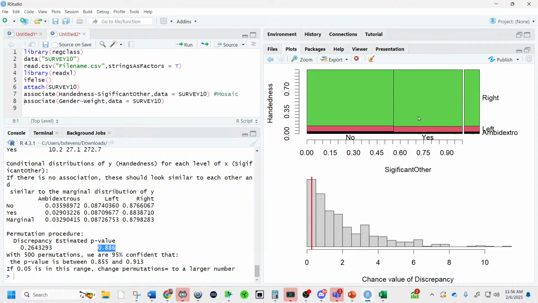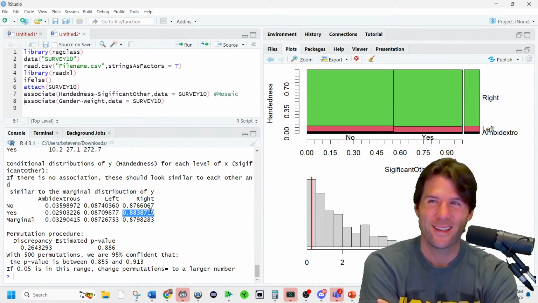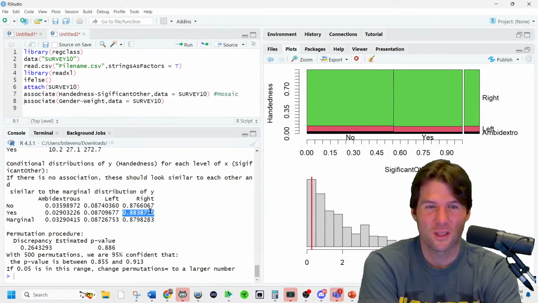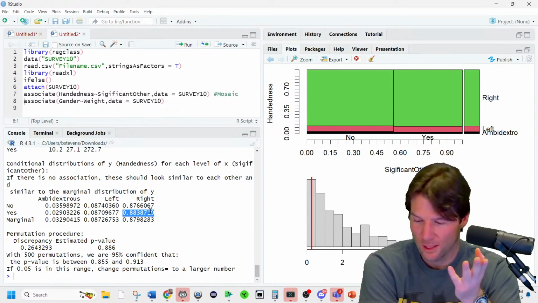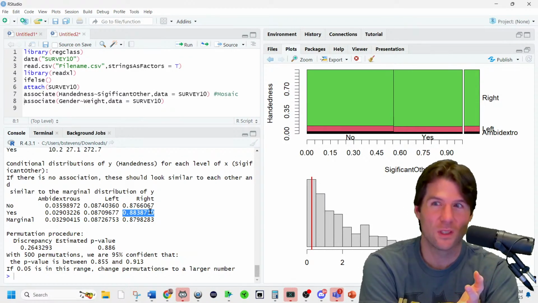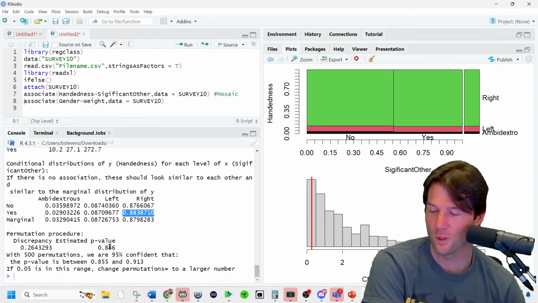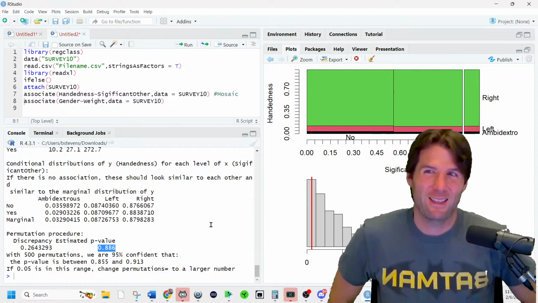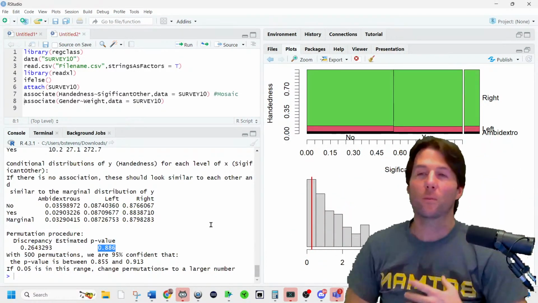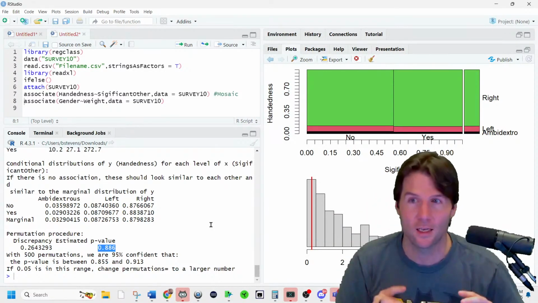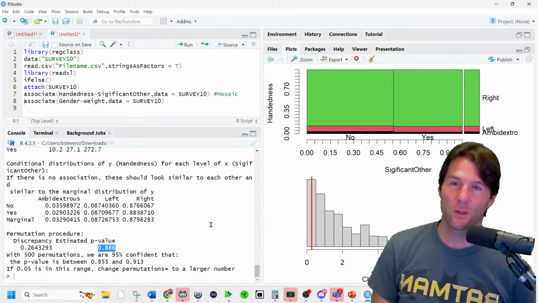If someone says those people who have a significant other are more likely to be right-handed, what would you say to them? You'd say, yeah, okay, the data shows that they're more likely to be right-handed, but these differences that you're seeing between like 88.3 and 87.6 are probably just differences that are due to what? They're mathematically higher probability, but the differences are just so tiny. These differences are just likely what?